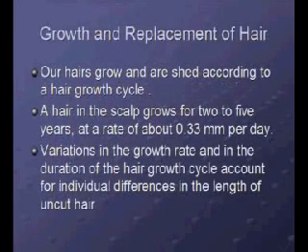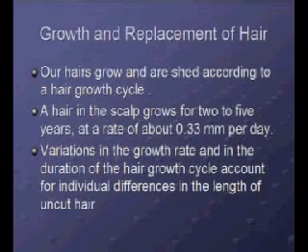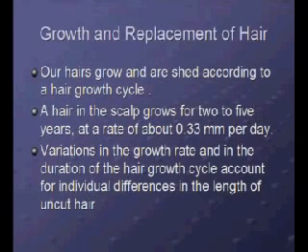Growth and replacement of hair. Our hair grows, and is shed, according to a hair cycle. A hair in the scalp grows for about 2 to 5 years at a rate of about 0.33 millimeter per day. Variations in the growth rate and in the duration of the hair growth cycle account for individual differences in the length of uncut hair.